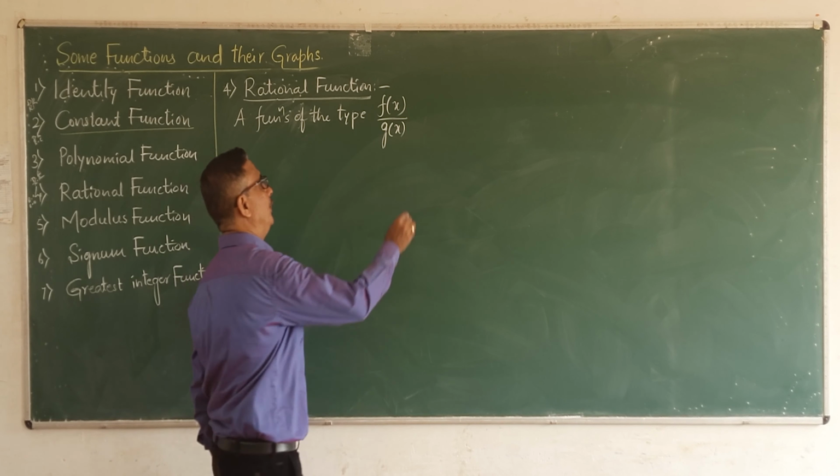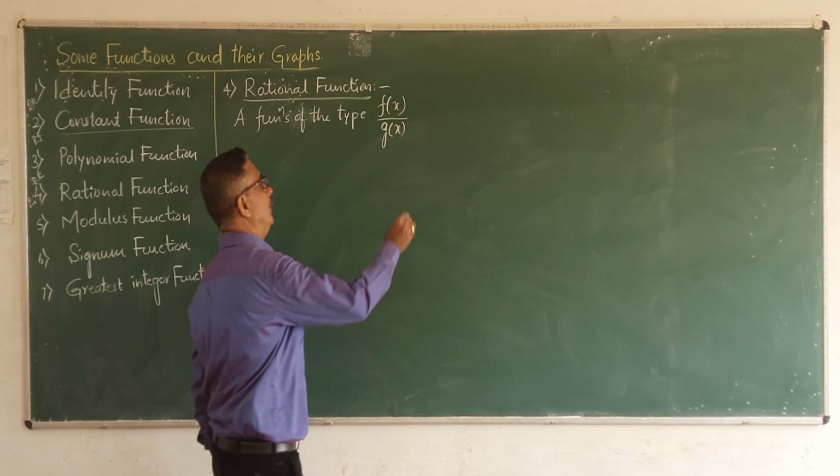Remember, a function of the type f of x divided by g of x, where g of x is not equal to 0, is called what? Rational function. Remember, a function of the type, in general, f of x divided by g of x, where g of x is not equal to 0, such a function is known as a rational function.